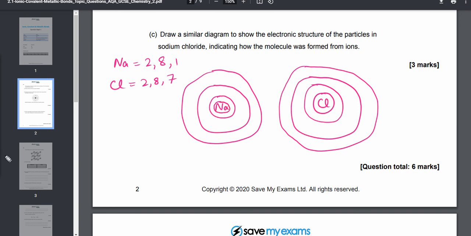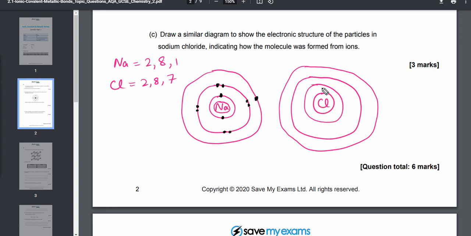Alright, so now let me just draw the electrons. I'll mark the dots for the sodium and crosses for chlorine. So 2, 8, 1. In the first shell it has 2 electrons. In the second shell it will have 8 electrons, 1, 2, 3, 4, 5, 6, 7, and 8. And in the third shell it will have only 1 electron.